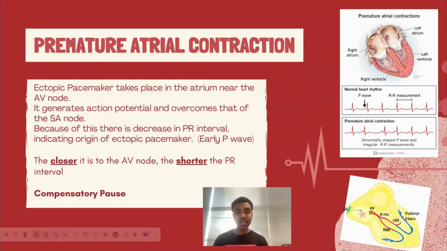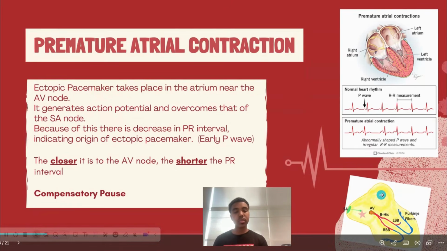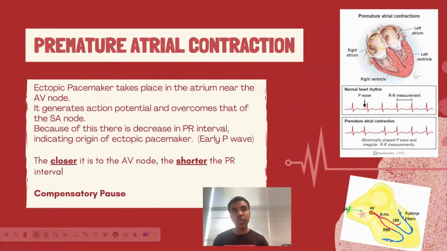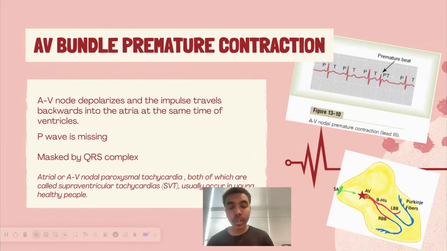The closer it is to the AV node, the shorter the PR interval. So the closer this ectopic pacemaker is to the AV node, the shorter the PR interval is going to be. Why is that? Because it's going to be sending impulses into the AV node, and the AV node normally delays the contraction. However, if you keep on giving it contractions, you're not going to cause a delay. You're going to make the PR interval faster. All right, perfect. Moving on.